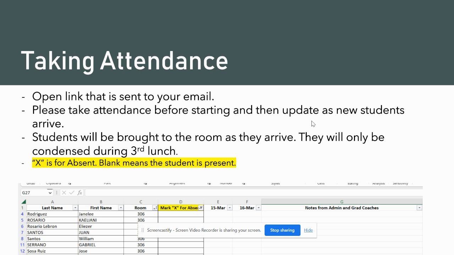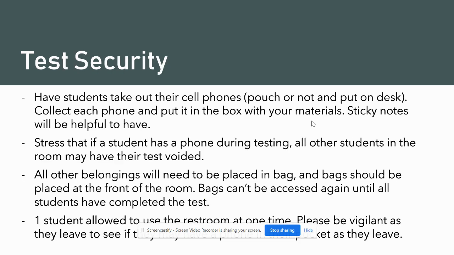As far as testing security goes, cell phones are our biggest issue. There can't be any cell phones, pouches, anything like that in the student's possession. As students arrive and you begin to test, have everyone produce a cell phone and or pouch on their desk, and collect them and put them in the box that you receive with your materials. Any student that has a cell phone out during testing, whether it's in the room or in the hallway, will have their test invalidated.